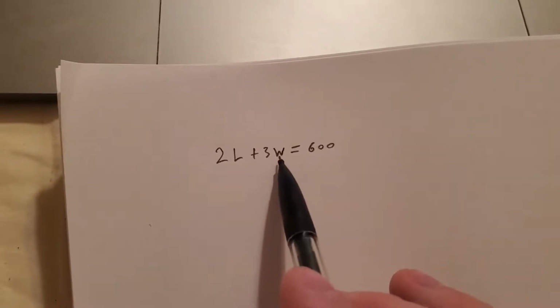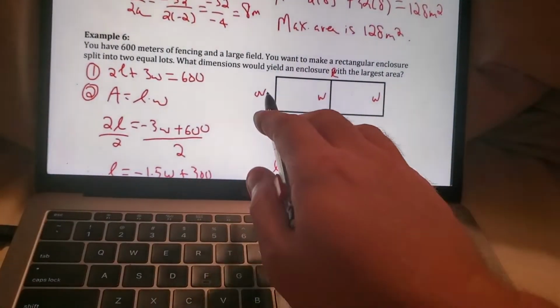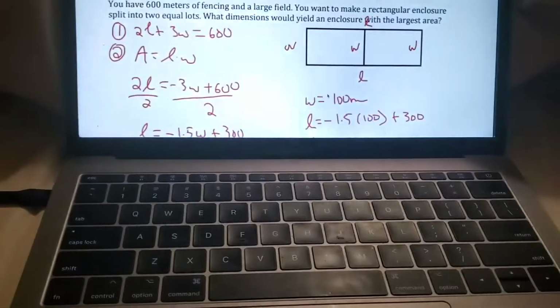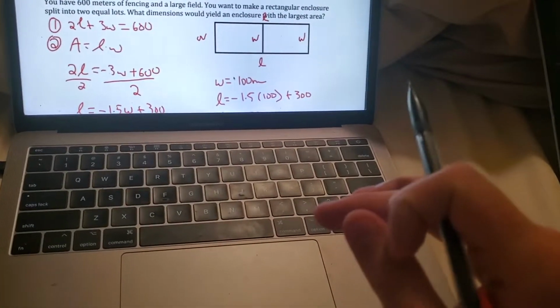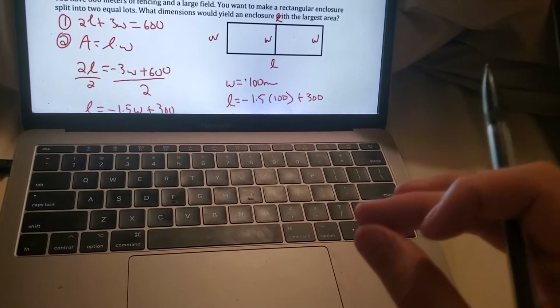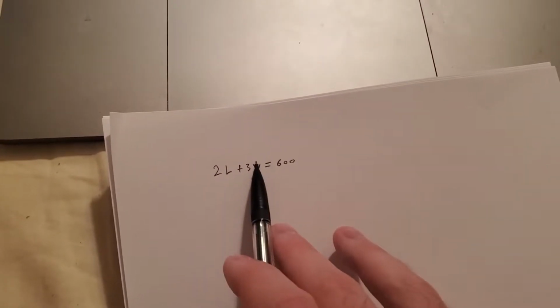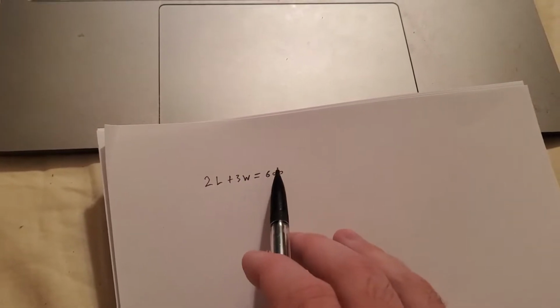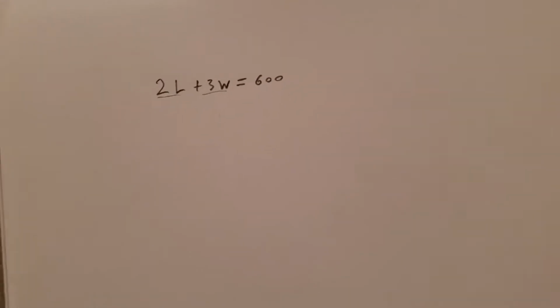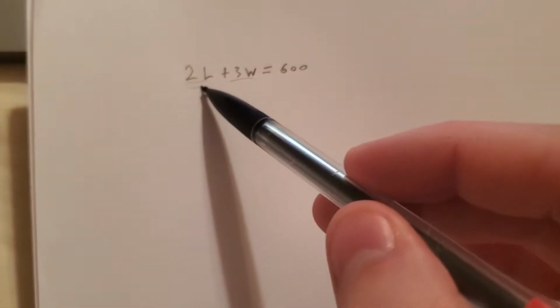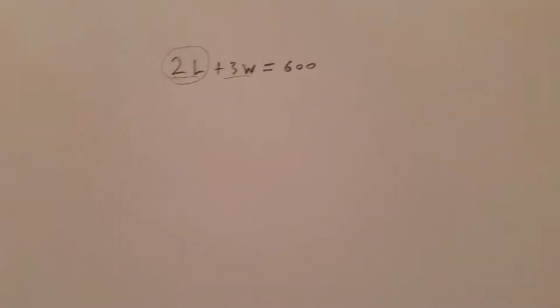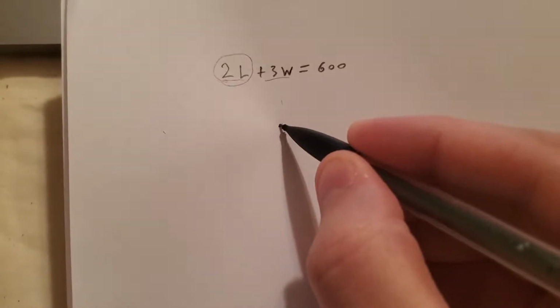Again, we have our 3 widths represented here, and 2 lengths represented here. In order to find the dimensions, first we're going to have an algebraic expression representing the length and the width. They're going to add up to 600 meters of fencing. We want to solve for one of those two. We could solve for the width or the length. Say I'm going to solve for the length.